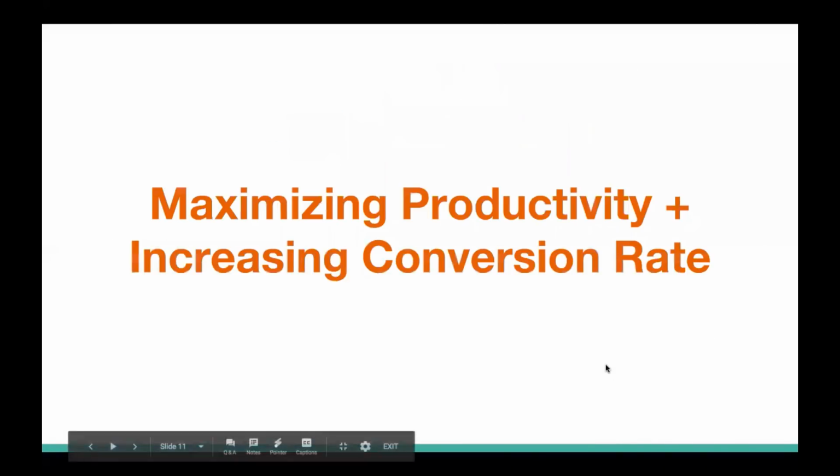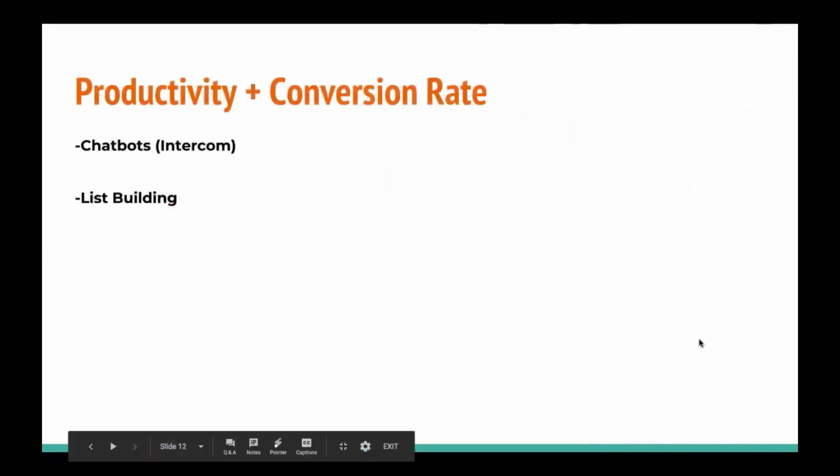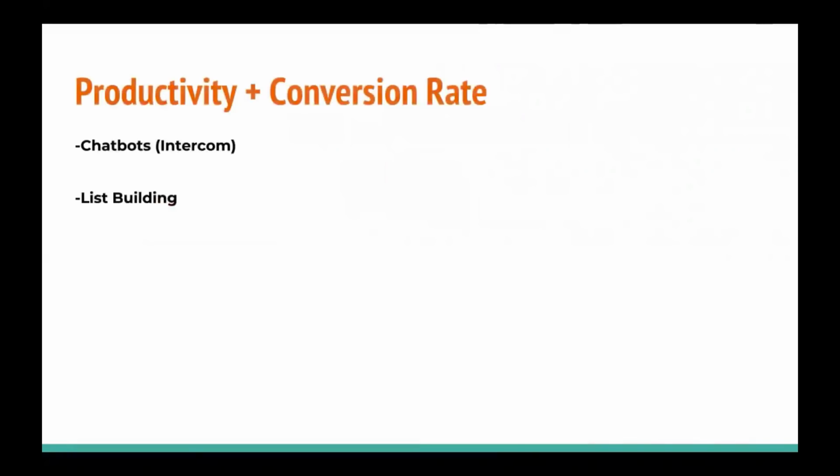Guys, finally, I talked about maximizing productivity and increasing your conversion rate. So the one thing I want to talk about is chatbots. I just told you about those, and how they maximize your productivity. They save your time, they save your resources, they save your energy, and they just allow you to start converting better. Now, as far as conversion rates goes, guys, the best way to do this is through list building.